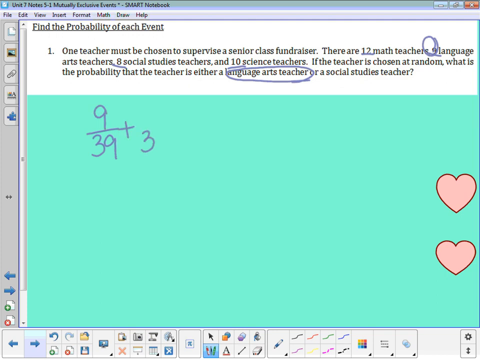Next, I'm going to add the total. So again, my total is still 39. We're still drawing from 39 because you can't be a language arts teacher and a social studies teacher. So let's find the probability that it's a social studies teacher next. Well, there are 8 social studies teachers out of the 39. So now we're going to add those fractions. 9 plus 8 is 17 over 39. That fraction is completely reduced, and you can also write it as 0.436.